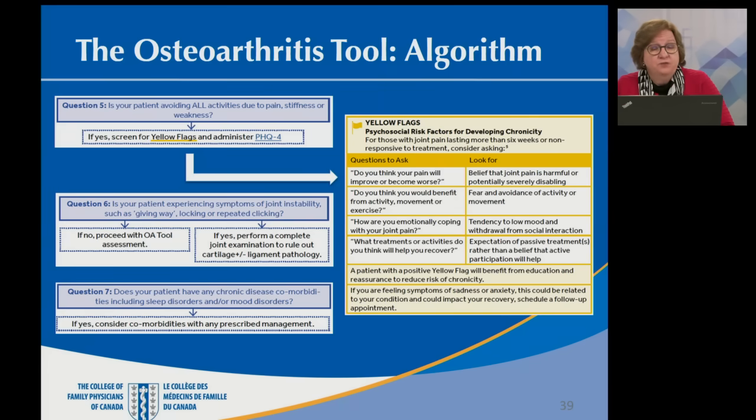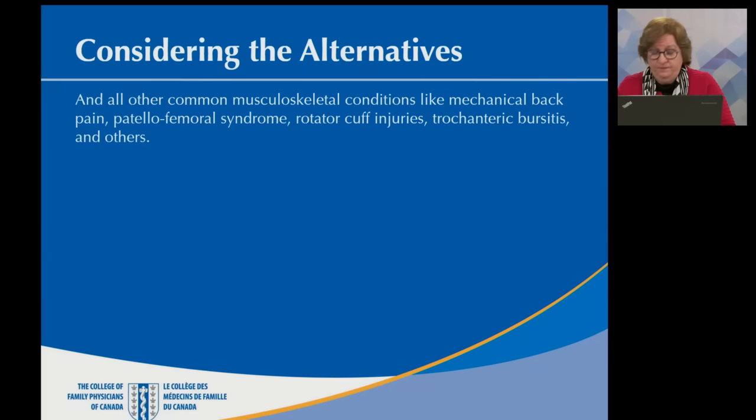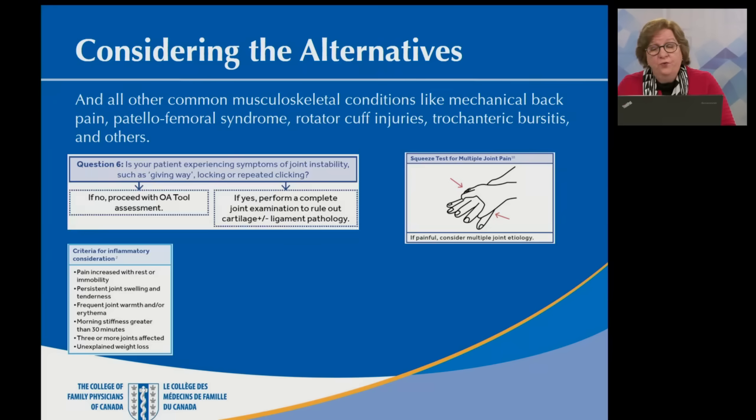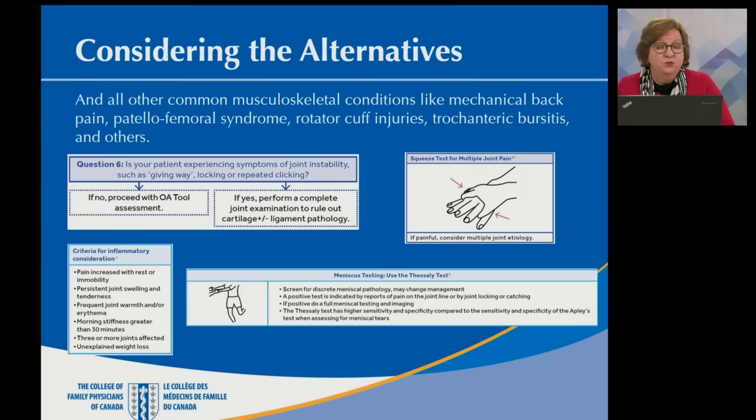And the last question for the history is number 7. Does your patient have any chronic disease comorbidities, including sleep disorder and/or mood disorder? This is very important because your management is of the whole patient and you want to take in any other elements of chronic disease or sleep causing muscle fatigue, mood inhibiting motivation for activity, since exercise and activity are the mainstay of non-pharmacological treatment. So, the actual history is 7 questions.